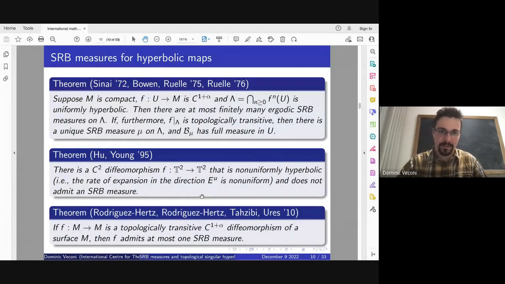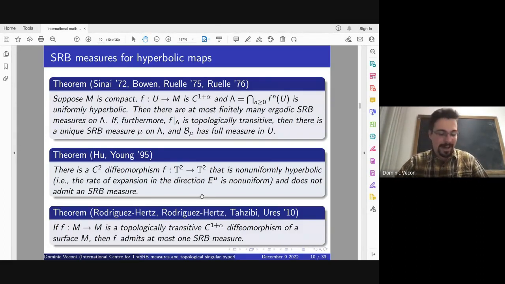It started off with Sinai, Bowen, and Ruelle in the 70s, who collectively showed that if you have a compact manifold M, a C^{1+alpha} diffeomorphism F of U onto M, and a subset Lambda that's uniformly hyperbolic, given by the topological attractor of U, then there are at most finitely many SRB measures on Lambda. Furthermore, if F is topologically transitive on the attractor, then there's a unique SRB measure on the attractor, and the basin has full measure in the open set U.